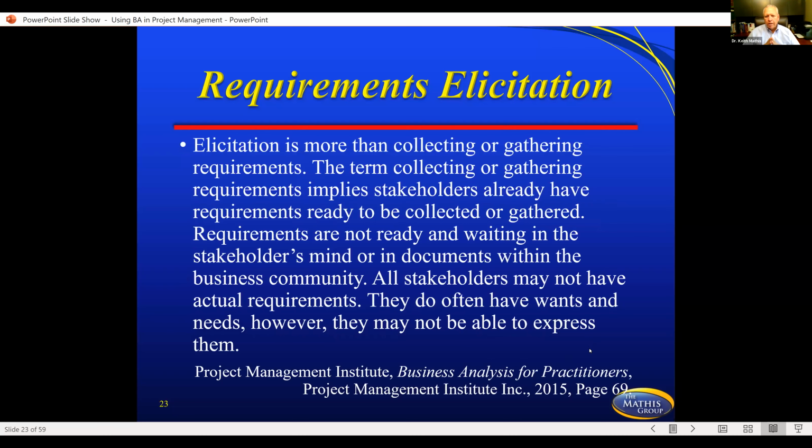Now, elicitation is more than collecting and gathering requirements. Collecting or gathering requirements implies stakeholders already have requirements ready to be collected. Requirements are not ready and waiting in the stakeholder's mind or in documents within the business community. Not all stakeholders have actual requirements. They often have wants and needs. However, they may not be able to express them.